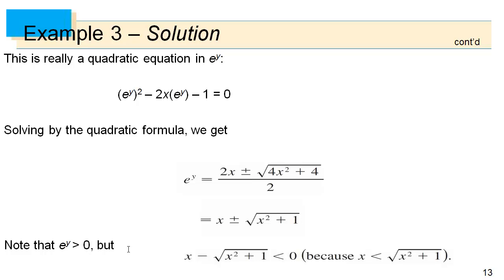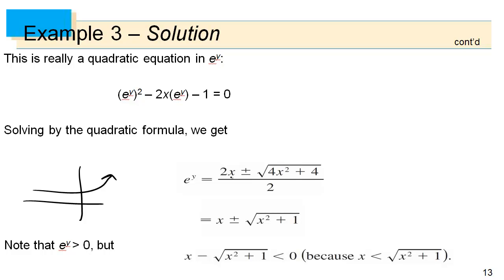And we get this. And you'll note that e to the y has to be greater than 0, because if you know what the e function looks like, if you don't remember, it looks like that. So e to the y is always greater than 0. There's really no difference between e to the y and e to the x. It's now just in terms of y instead of x.